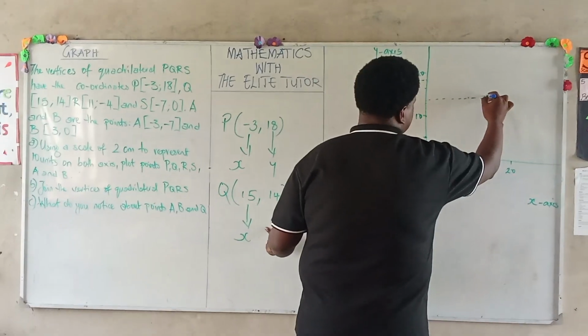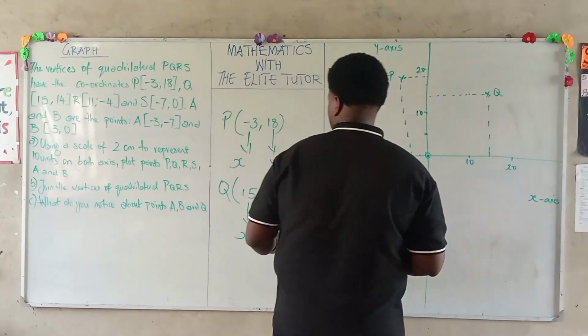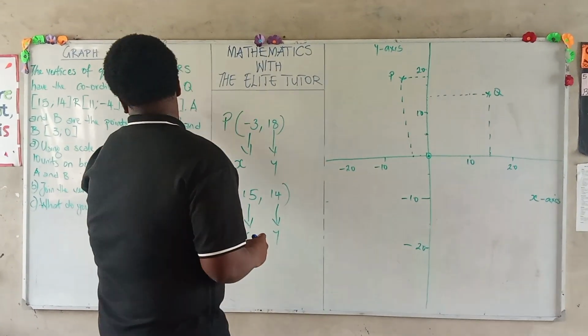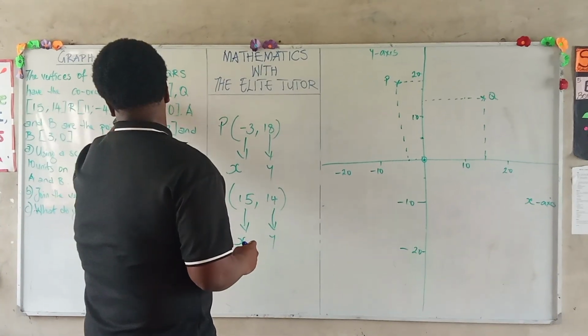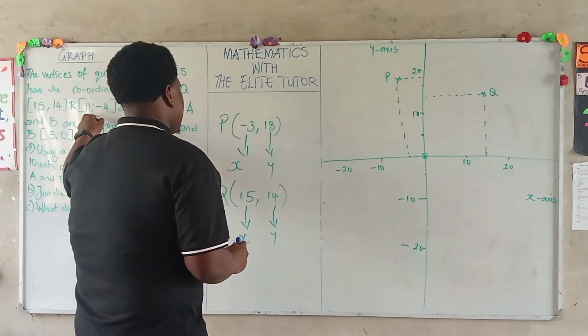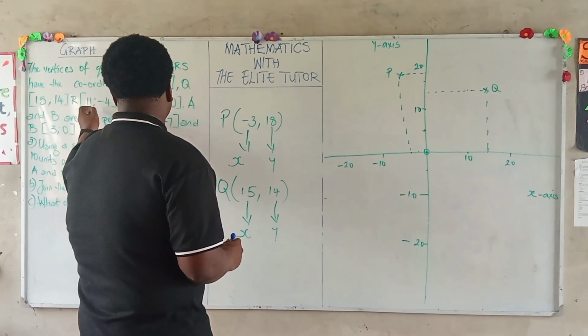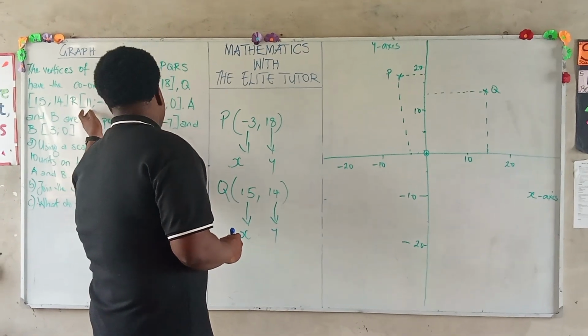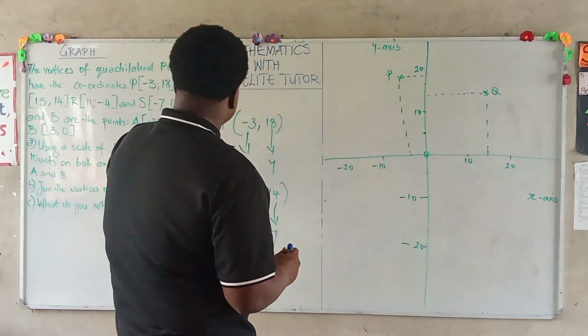And then we asterisk it, and we have it to be Q. Thirdly, we've done our P, Q, then we have R. Our R, we have 11 and minus 4. So the value of x is 11. So when x is 11, y is minus 4.